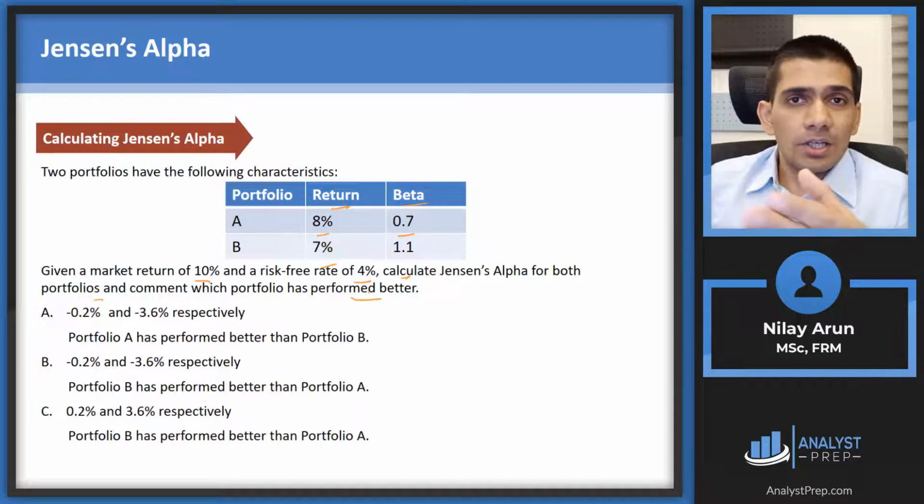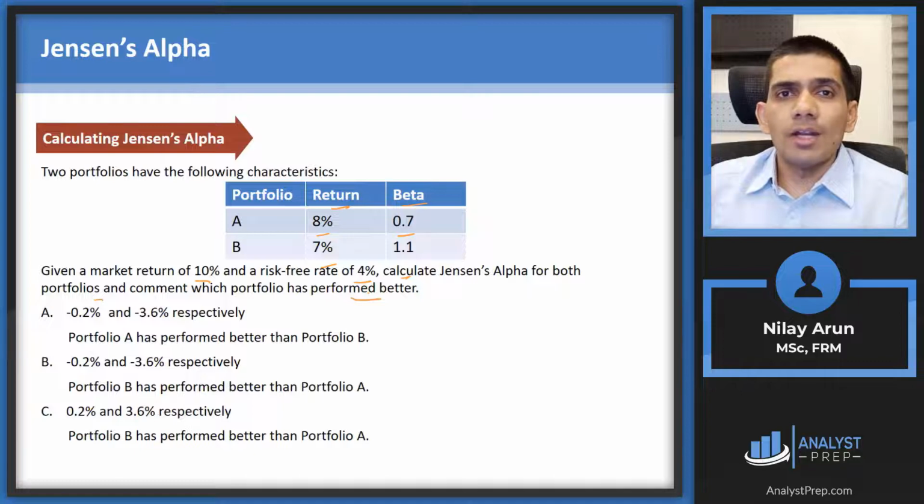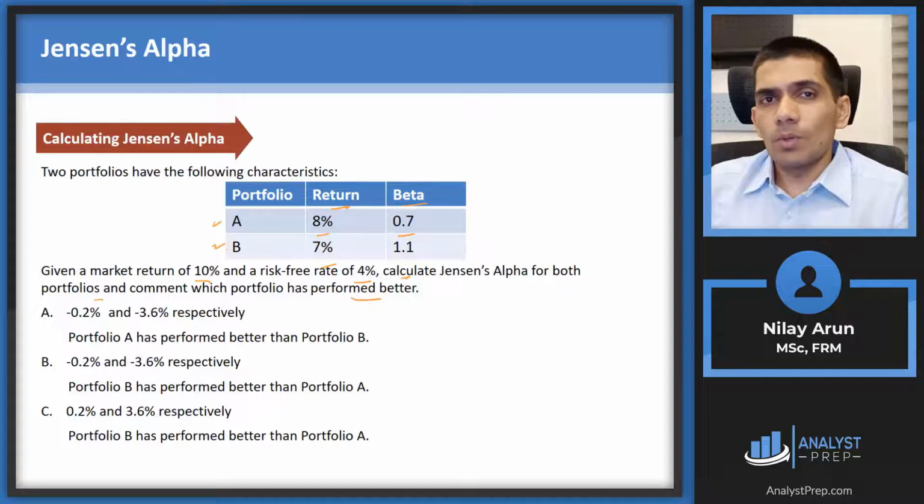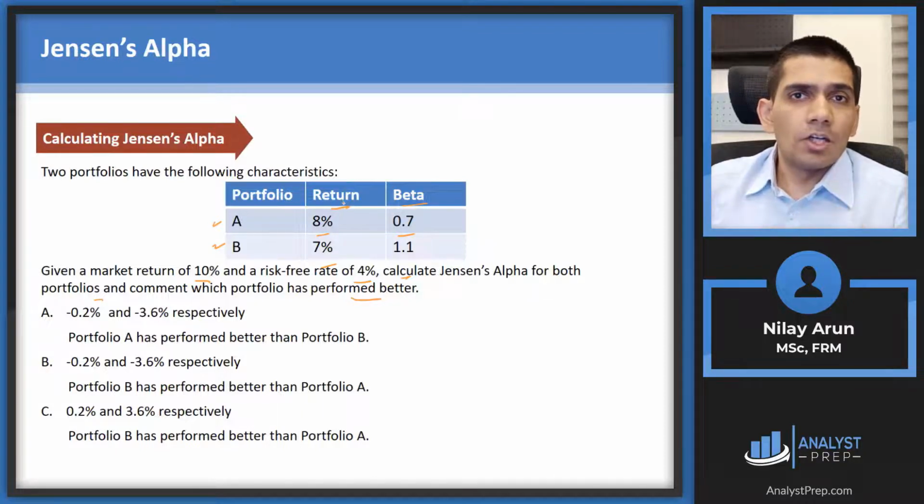So the obvious thing that you need to do here is simply to calculate the alpha for both the portfolios and see which portfolio has done better, so which one has a higher alpha. How do we calculate the alpha? Remember, the first step to calculating alpha is to calculate the expected return or the required return using the CAPM. So we calculate the CAPM rate of return for both portfolio A and portfolio B, and then compare it to the individual returns of these portfolios.